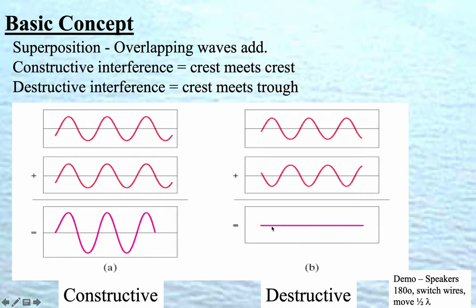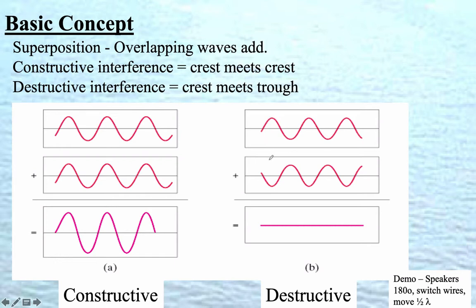Now, the general rule is this. If crest meets crest, you get constructive interference. If crest meets trough, you get destructive interference. And there's a rule about the phase of this, and this is how many wavelengths difference, right? But if you have source A and source B, and they're exactly in synchrony, then you'll get this super loud sound, right?